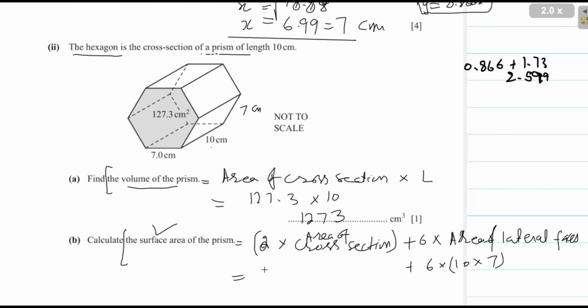Plus, and then this is equal to 2 into the area of cross section, which is 127.3. And this value equals 254.6 plus 420, and this will be equal to 674.6 centimeter square, which is the surface area of the prism.